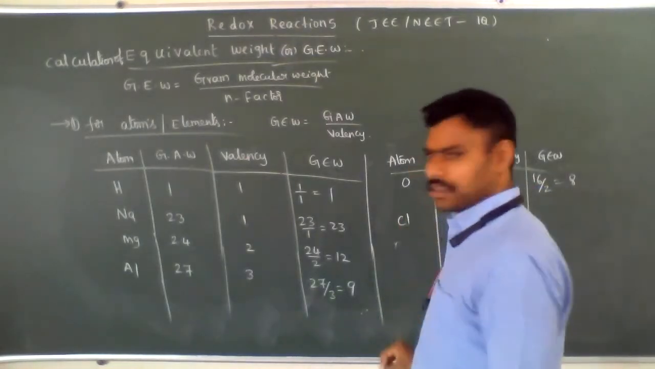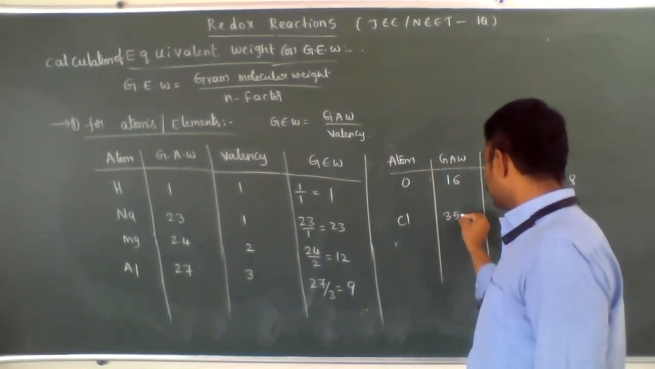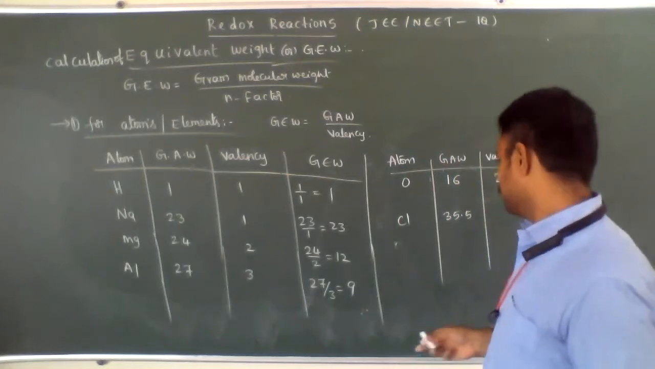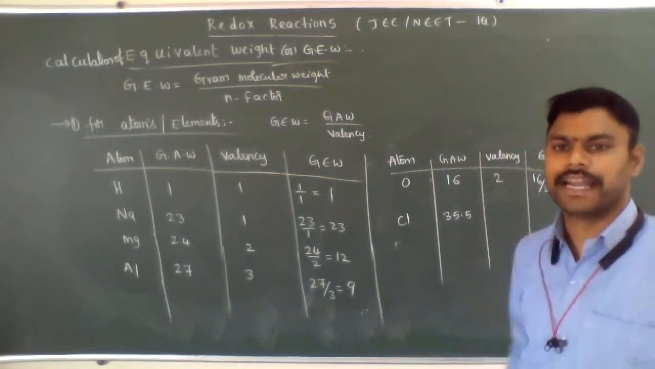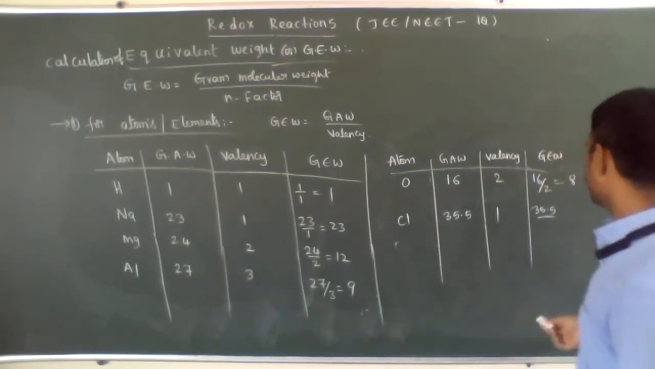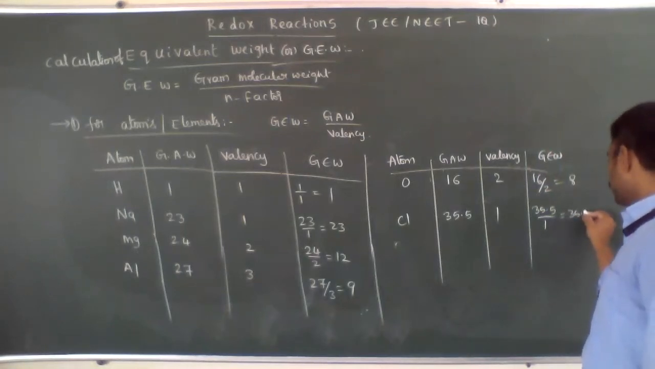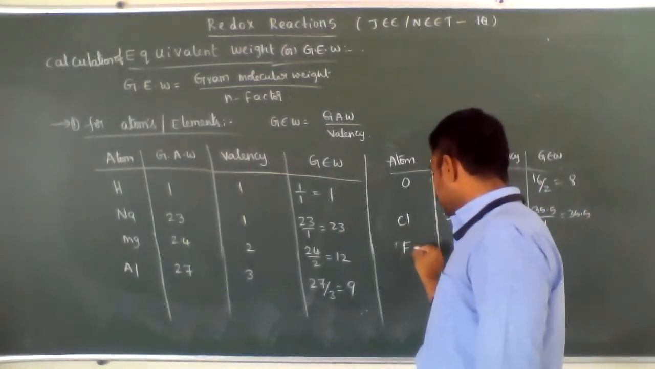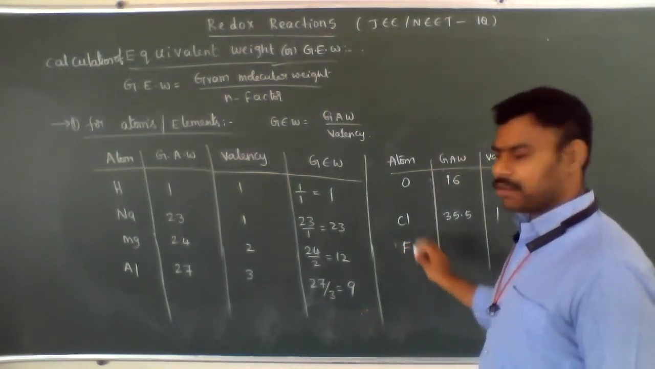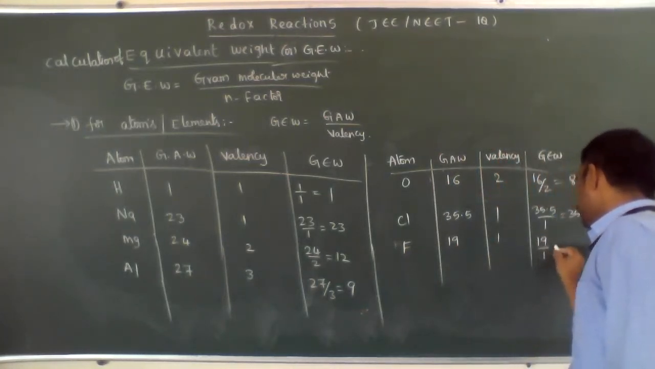Similarly, chlorine atomic number is 17, atomic weight is 35.5. Halogen family: fluorine, chlorine, bromine, iodine. There, in order to get octet electronic configuration, 1 electron is required. Their valence is 1. Then its gram equivalent weight is 35.5 by 1 is equal to 35.5. Not only chlorine, fluorine you take, that is also in the same group. Its valence is 1. Fluorine atomic number is 9 and atomic mass is 19. Valence is 1, 19 by 1 is equal to 19.